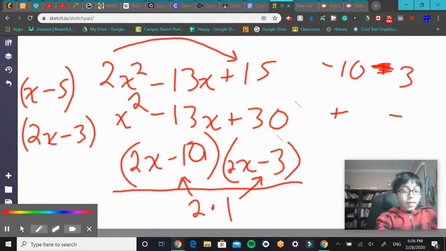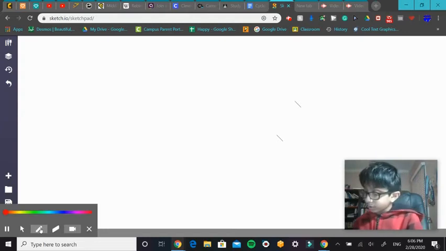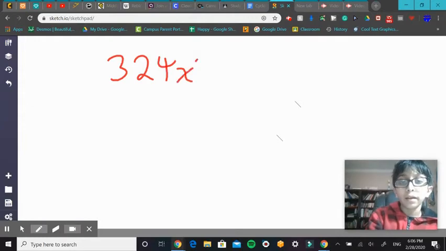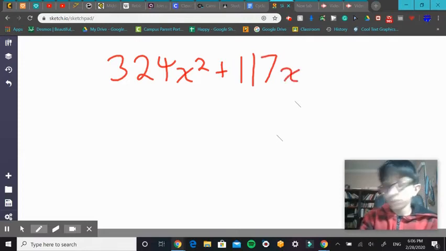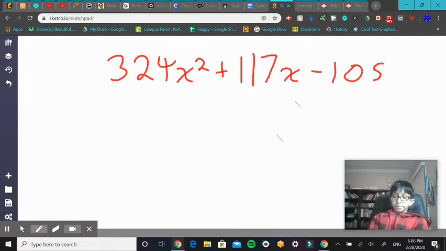So far, so good. Now I'm going to take a super advanced problem, which might put you in so much confusion. So I'm preparing you, and I'll try to explain it in the easiest way possible. So this problem already is going to sound menacing. 324x squared plus 117x minus 105. Oh my god. Oh, this is going to take a lot of factoring.